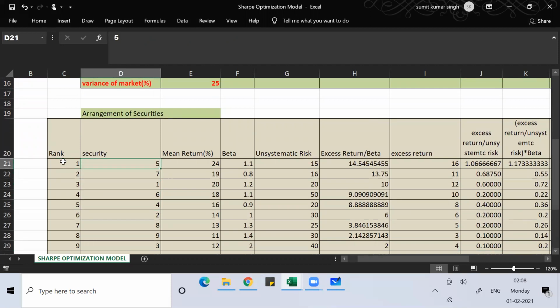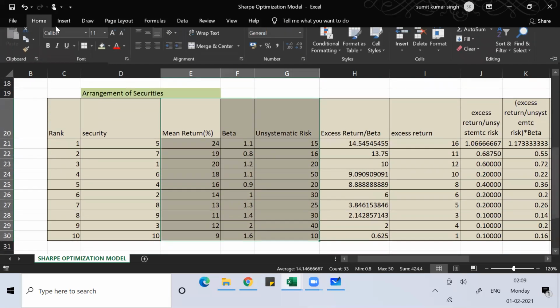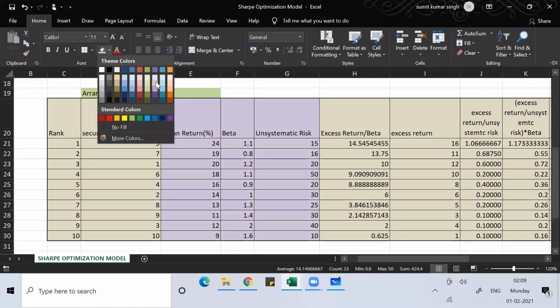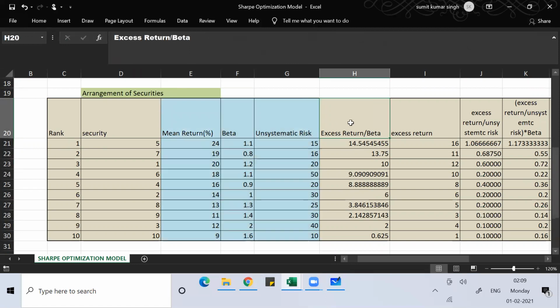You can see this. Stock 5 had the highest excess return by beta, followed by stock 7, then stock 1, then stock 6, then stock 4, then stock 2, like that. So you understood this, right? And then similarly, I simply noted down the mean return by beta values. All of this was already given to us in the problem. And now excess return by beta I have already found for each individual stock.